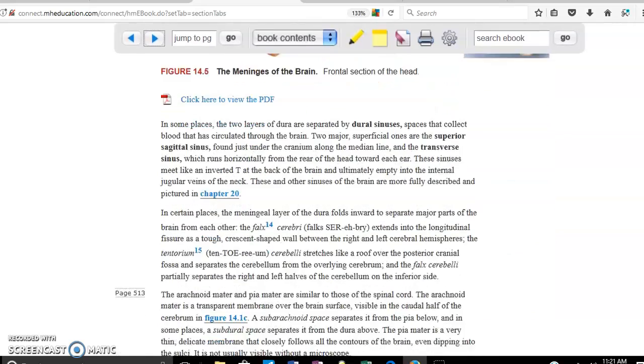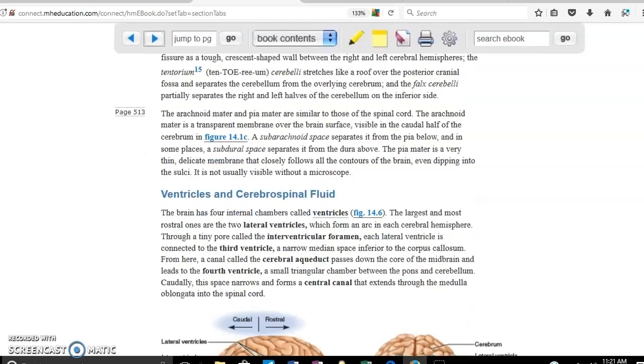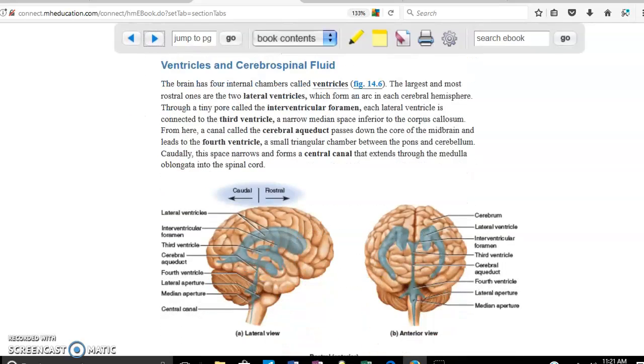Okay, so we keep scrolling down, and we have the ventricles and the cerebrospinal fluid. I already mentioned in the previous topic where these cavities are located in our brain. We have cavities, and we said that they are going to be called ventricles. These ventricles are occupied by this blue fluid that we have in here. This blue fluid is the cerebrospinal fluid.